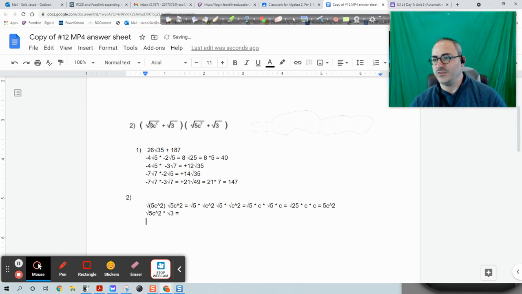And then I'm going to have to do radical 3 times radical 5 c squared, and find out what that equals, and then I'll have to find what radical 3 times radical 3 is. Okay, I'm going to go for some low-hanging fruit here. Radical 3 times radical 3 is going to be radical 9. It's going to be 3. All right, that's pretty easy.